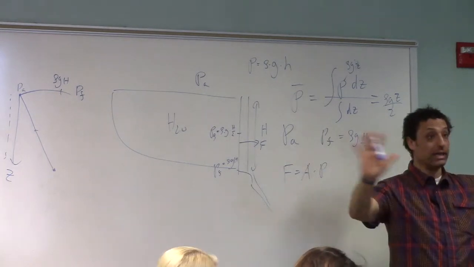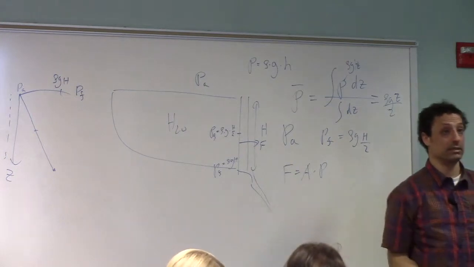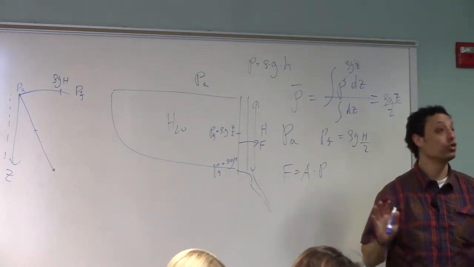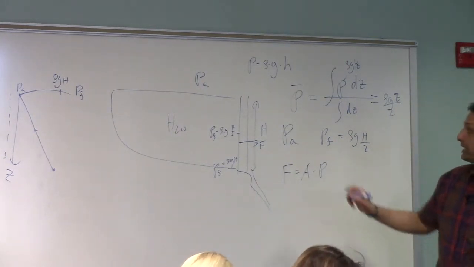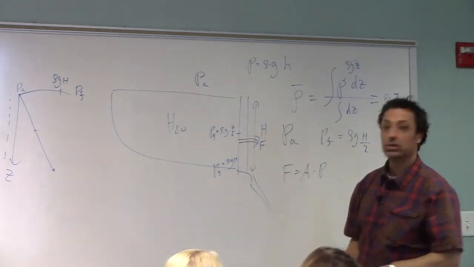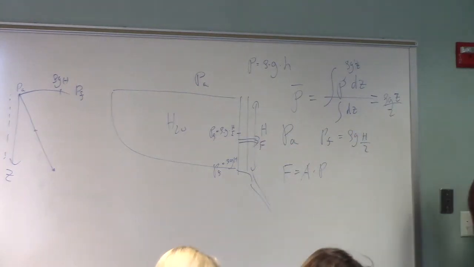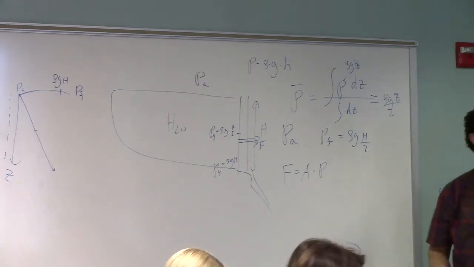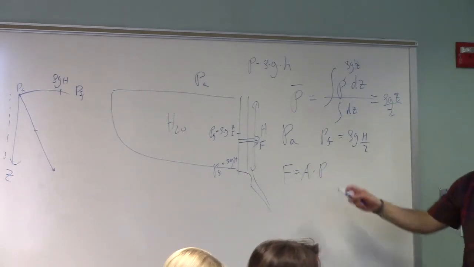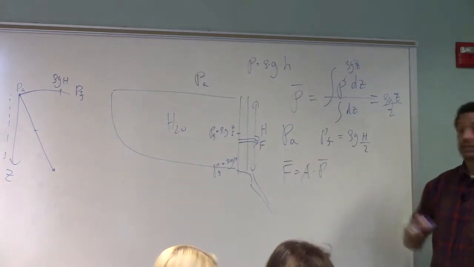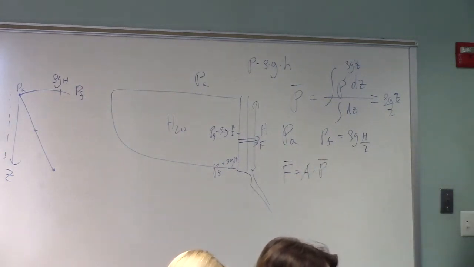So the bigger my dam, the more force is acting on it to try and break it. That could break it, not just try, but it could. And this force is directed outwards. So it's no surprise that when they collapse, they collapse outside and not inside. Okay, so the average force equals the area times the average pressure. No magic.